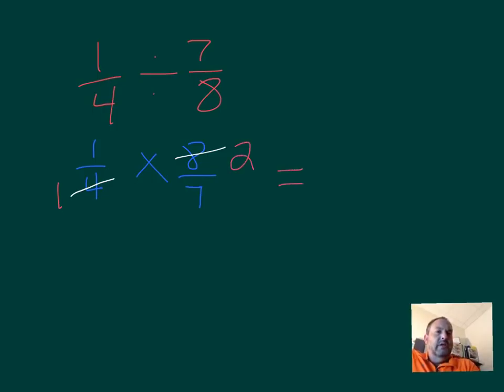Now we're ready to do our multiplying. We're going to multiply numerator to numerator and denominator to denominator. 1 times 2 is 2. 1 times 7 is 7. I cannot simplify this any, so I am done. Watch this video as many times as it takes to walk you through that process of dividing fractions.